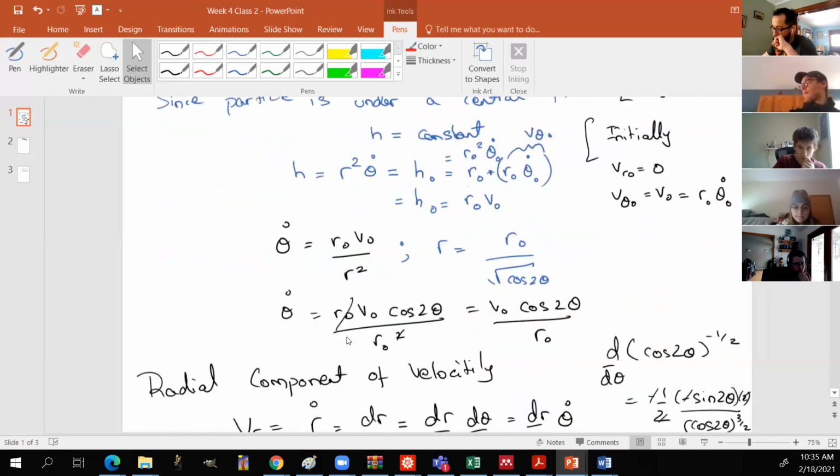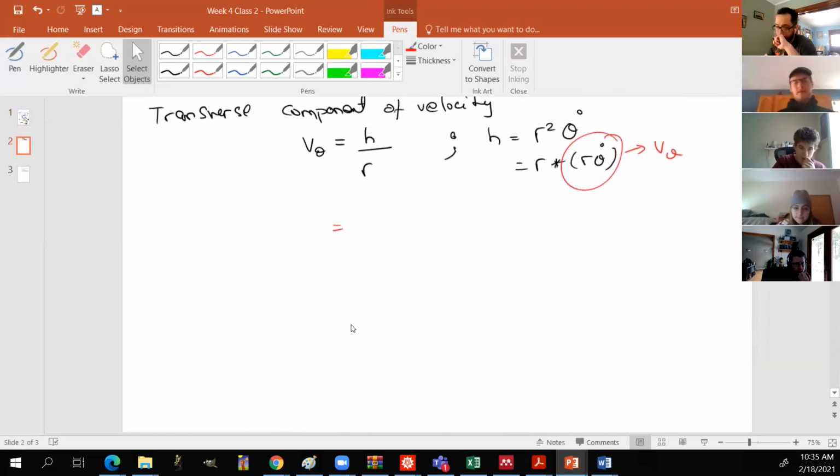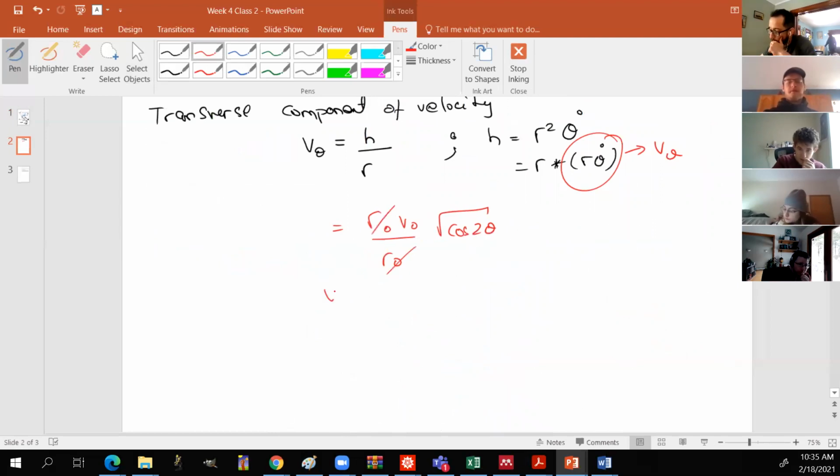What you end up with is r naught v naught over r naught times cosine 2 theta. r naught cancels out. So you're left with v theta is equal to v naught times square root of cosine 2 theta.